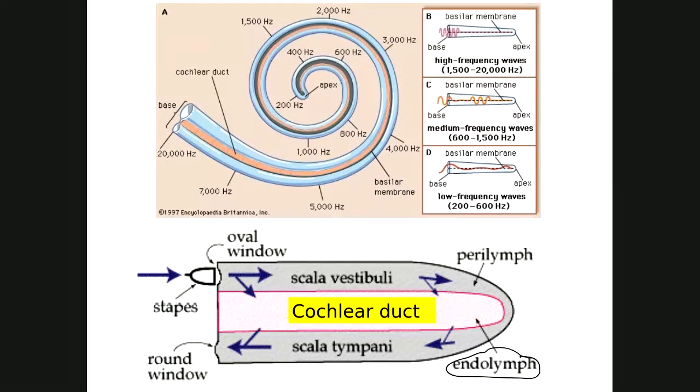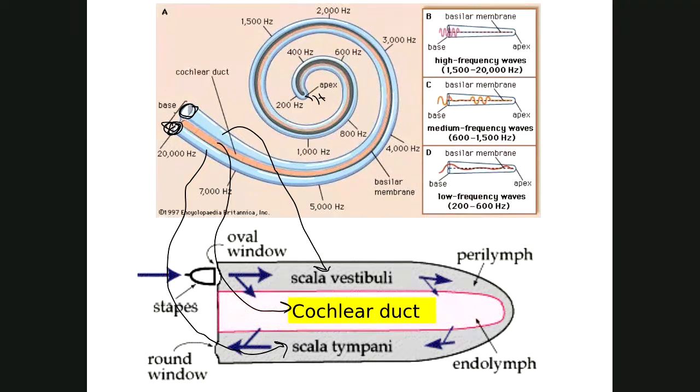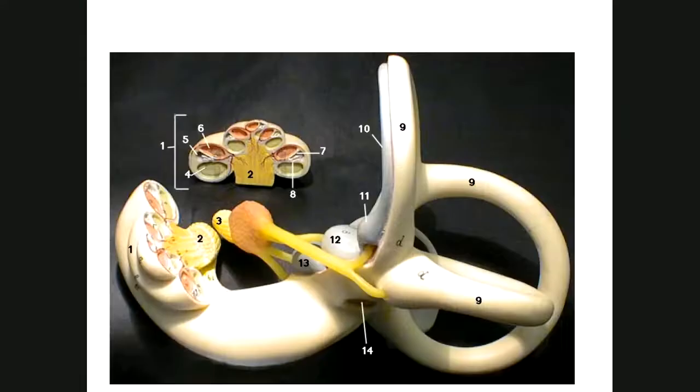So if we take that and we go back up here, it's a little easier to see now. There's the oval window right there. There's the round window right there. So this is the scala vestibuli all the way to the helicotrema. And it's going to turn around and come back. And this is the scala tympani all the way to the round window. And then this is the cochlear duct. Does it make sense?